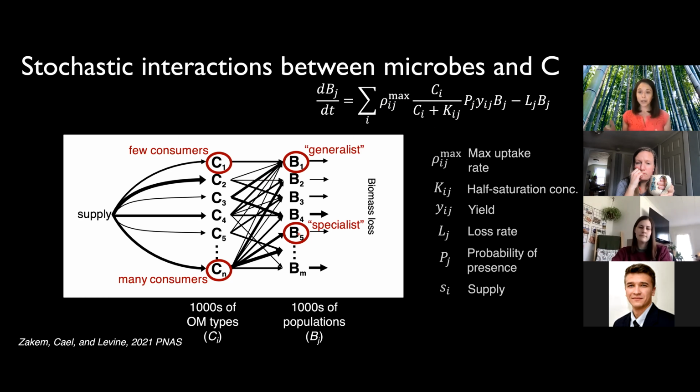So this is a fully stochastic model, which means we have to run it many times. We regenerate the consumption matrix and also how we assign the parameter values for each of the bacterial groups. And then we run it each time to steady state and look at what emerges in terms of the carbon concentrations and the bacterial abundances.